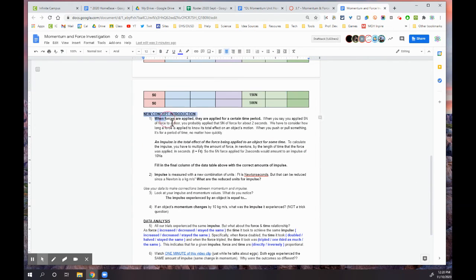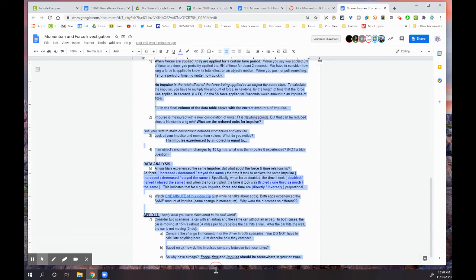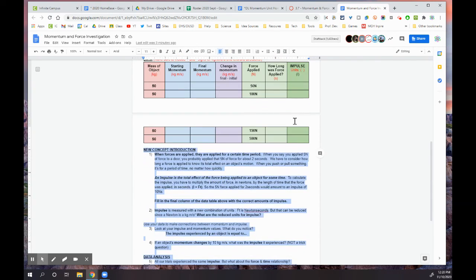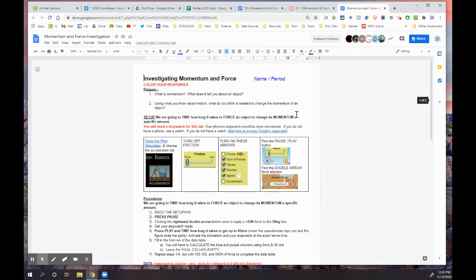The new concept introduction here is going to talk through that impulse idea again, and then it will walk you through analyzing and applying the data. Make sure that's done by the time I see you next in class, and good luck.